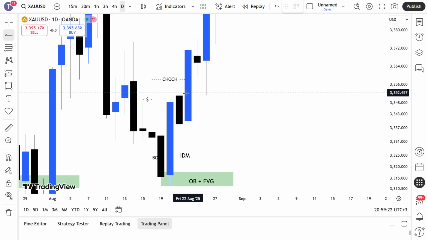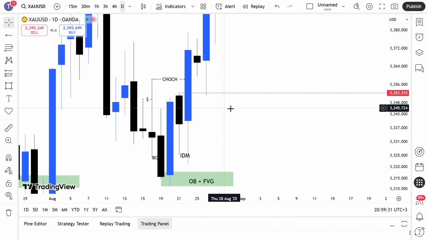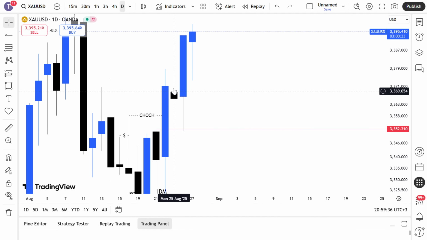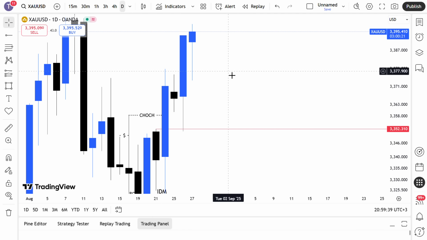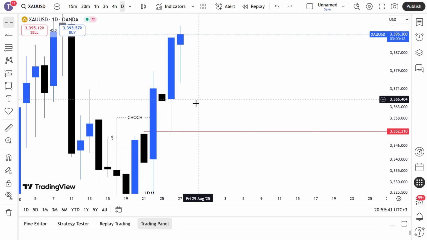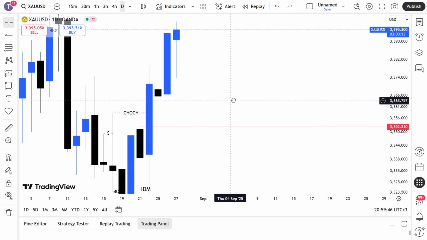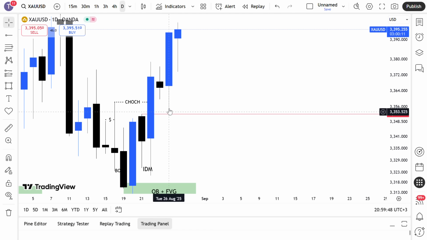There was a fair value gap being left in between this candle and this candle. Price had to come back because, number one, if this candle could have closed above this high, that means the buying momentum would have gone higher before coming back to fill the fair value gap. But this candle did not close above the high of this candle.